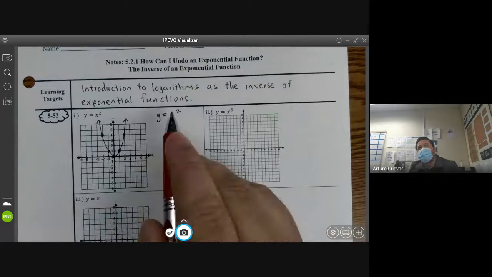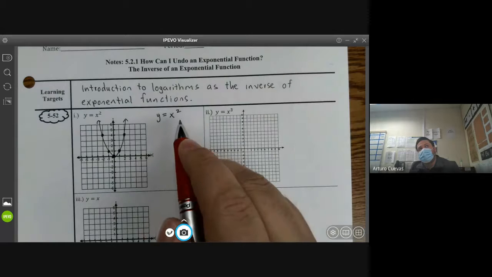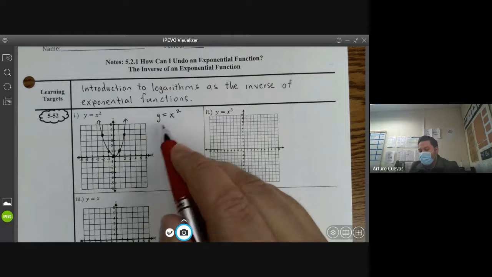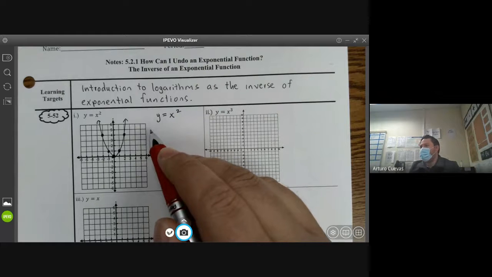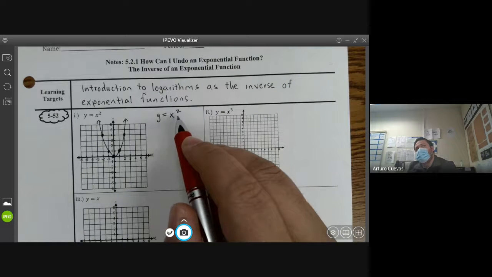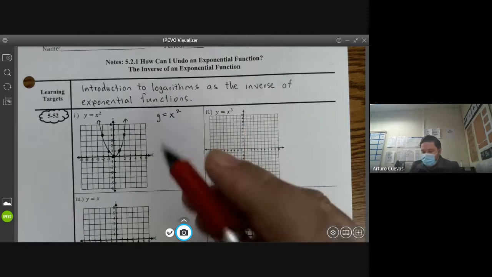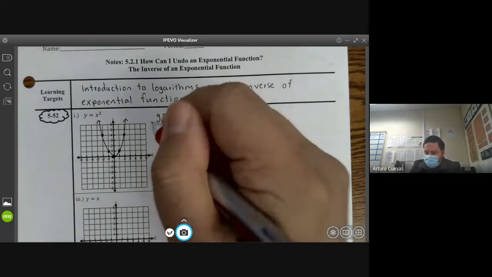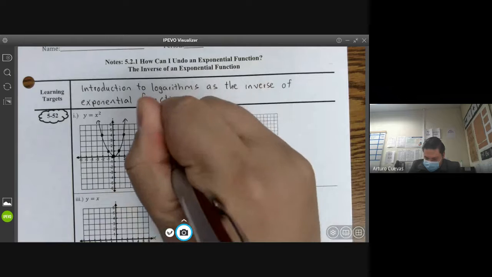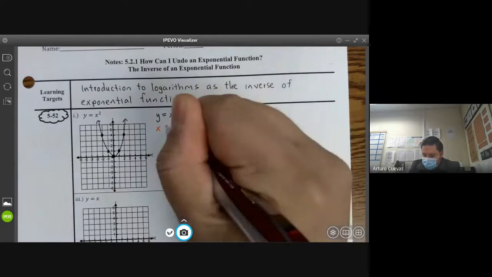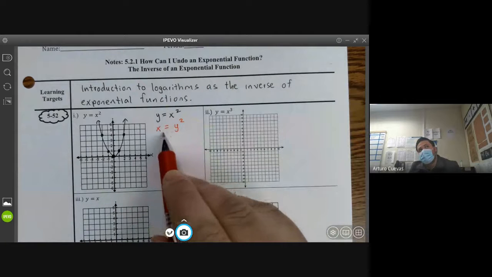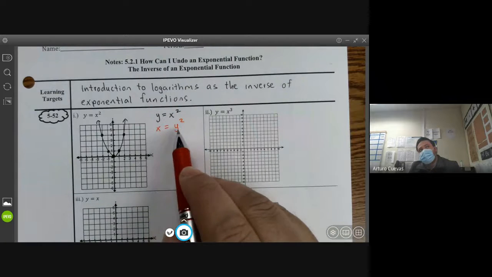To determine the inverse, remember that we have to figure out what happened to the x and then apply it backwards. Another way of doing that is flip the x's and the y's. I know we didn't talk about this method too much, but the algebraic way of finding the inverse is to switch the x and the y. Instead of y, I'm going to put x, and instead of x, I'm going to put y. So this is the inverse because I flipped the x's and the y's.